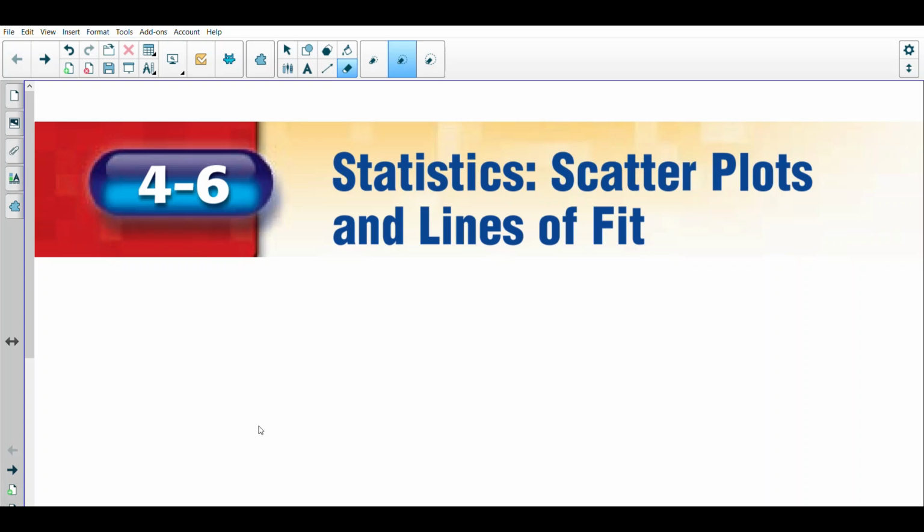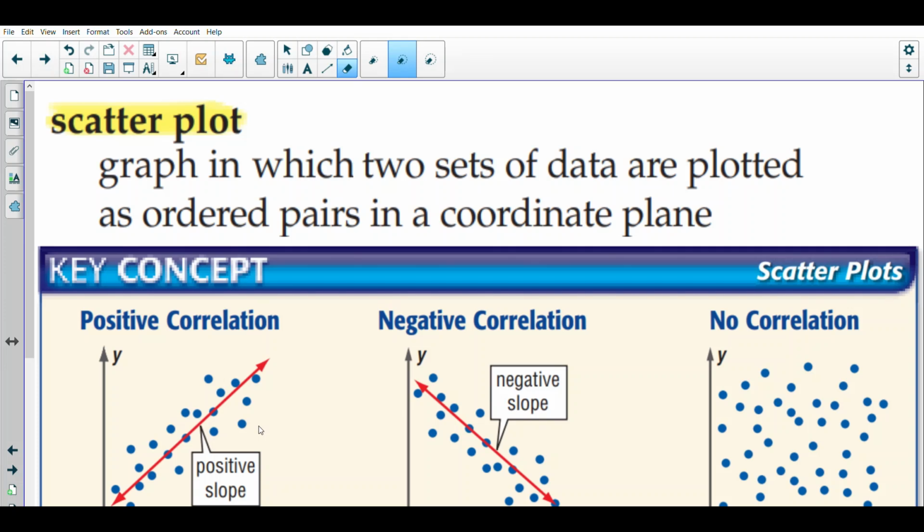Today we're going to talk about section 4-6, statistics, scatter plots, and lines of fit. In higher level statistics, this can be a bit of a challenge, but we're going to take it very simplistic and keep it to the basics. So let's get started. First, a scatter plot is a graph in which two ordered sets of data are plotted as ordered pairs in a coordinate plane.